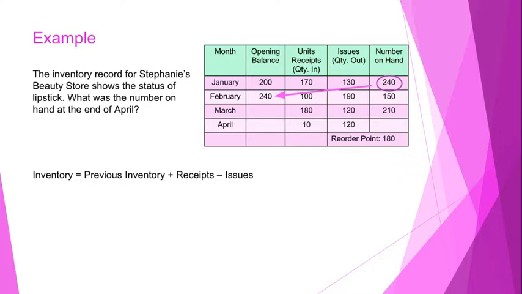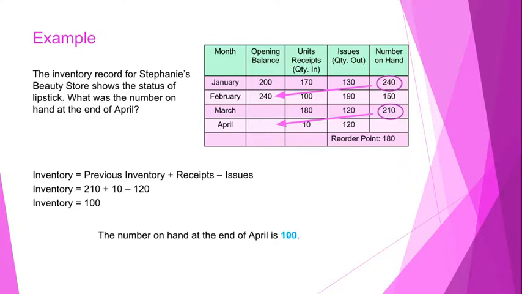So to get our inventory for April, we're going to take that 210 opening balance and add the receipts. Our unit receipts for April is 10. We're going to subtract our issues. Our issues for April is 120. When we do 210 plus 10 minus 120, we get an inventory of 100. So the number on hand at the end of April is 100.